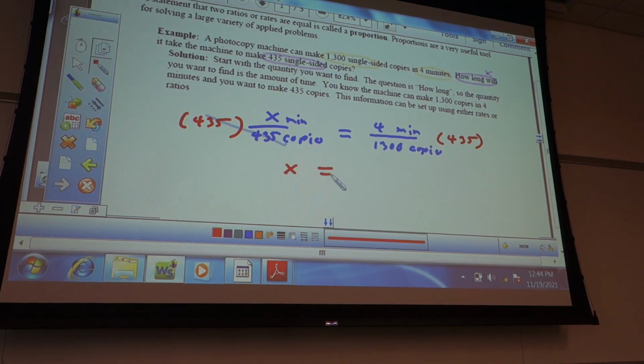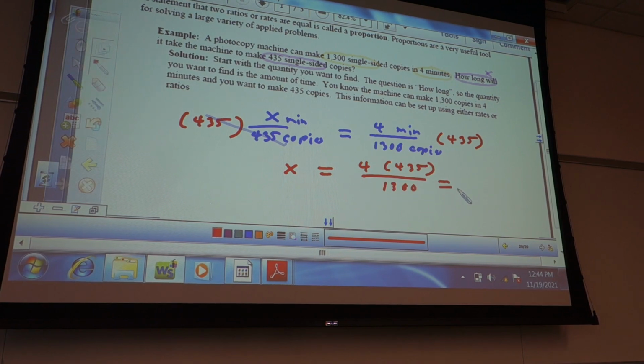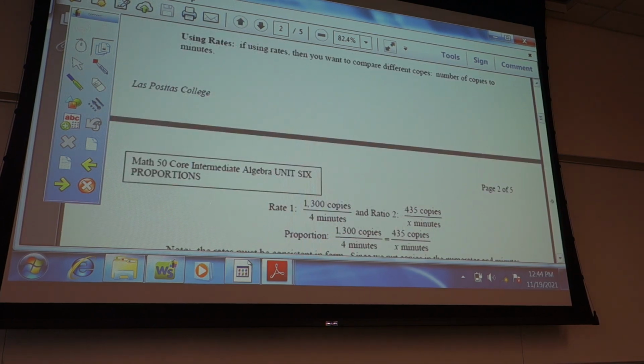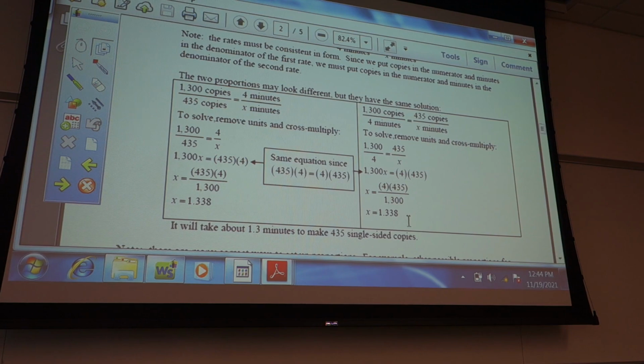x equals 4 times 435 divided by 1,300. So I'm just going to do that. 4 times 435 divided by 1,300, bam. 1.34 minutes. That should be what they got as well. Yep, 1.338 minutes.